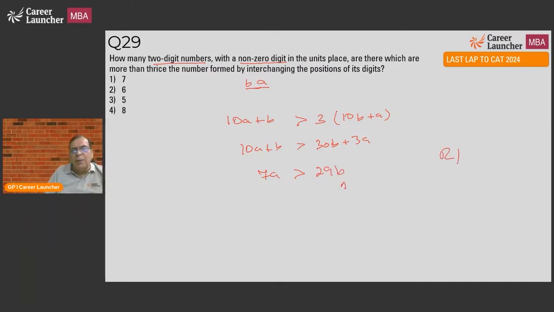So what is the minimum value of b? B is 1. A can be 5, 6, 7, 8, 9. If b is 2, 29 times 2 is 58, 7 times 7 is 49, 7 times 8 is 56, 7 times 9 is 63. B equal to 3, nothing possible. So these are the cases: 1, 2, 3, 4, 5, 6.